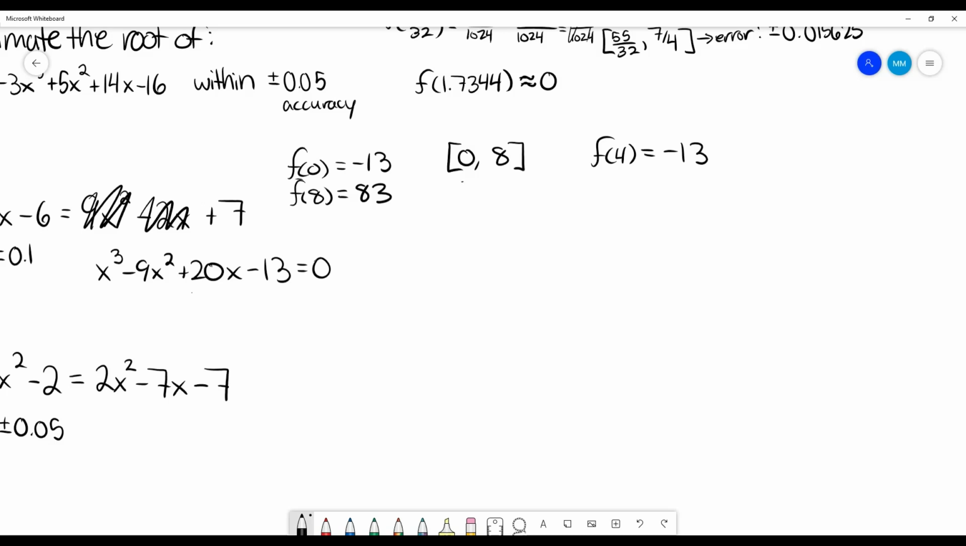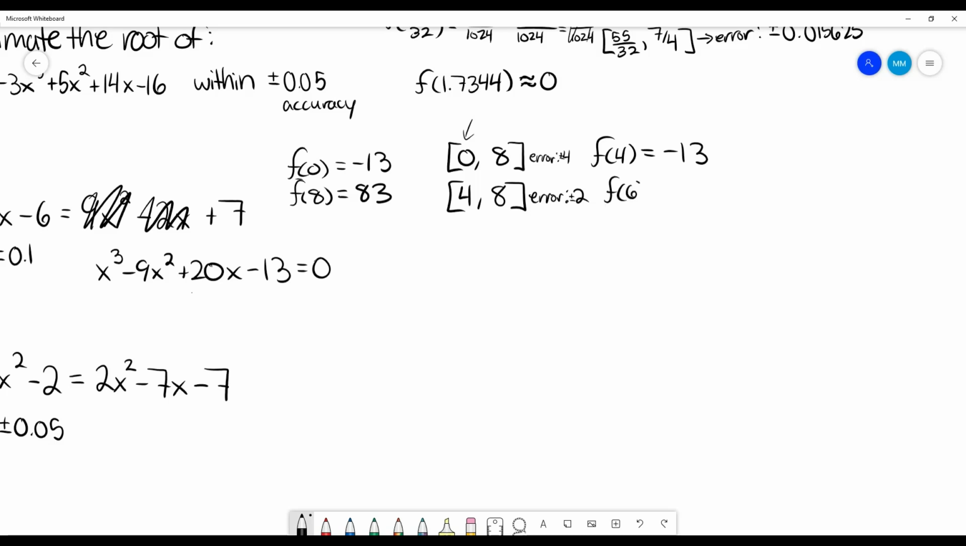But because it's negative, we are going to replace the x value that gets us a negative number with it. So now our interval is 4 to 8. And, oh, I forgot to write our error. This one is out of 4. Now this is an error of up to 2. And now we're going to cut it in half again.